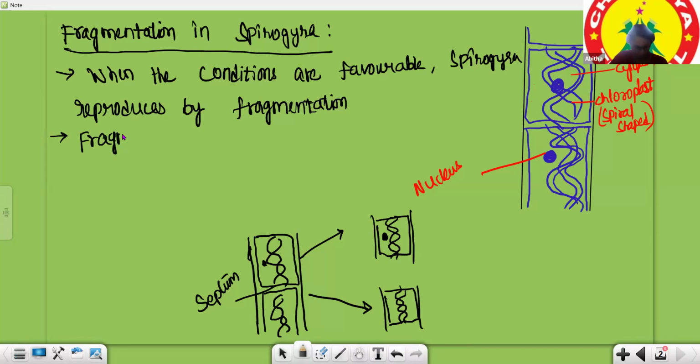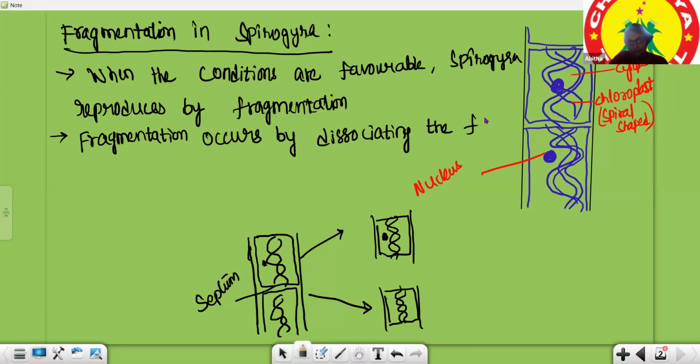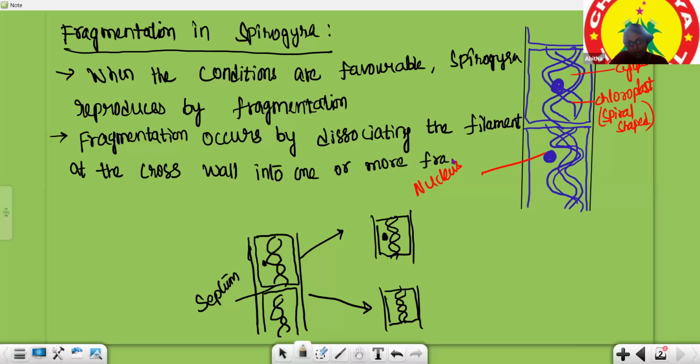Fragmentation occurs by dissociating the filament at the cross wall into one or more segments, or you can say into one or more fragments.